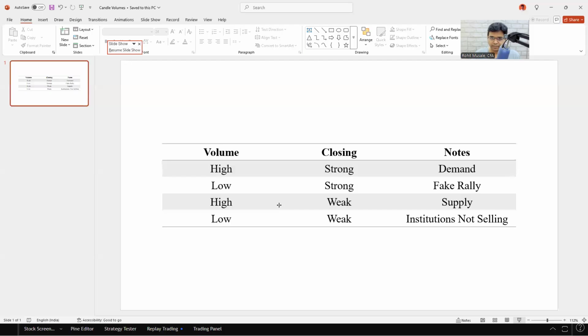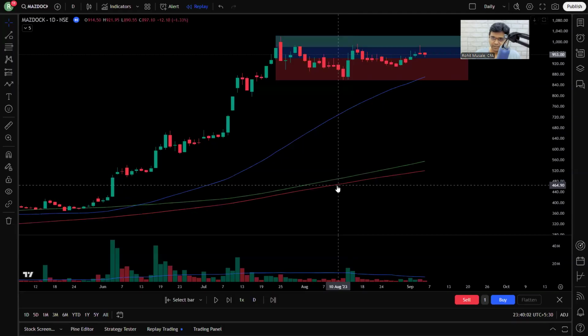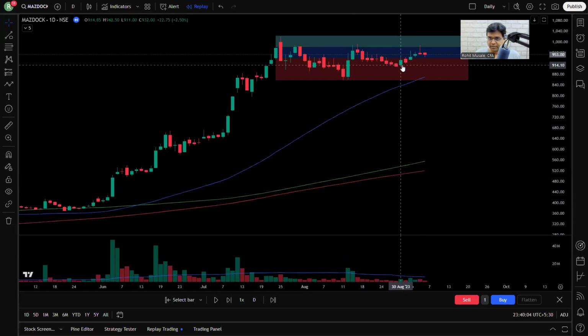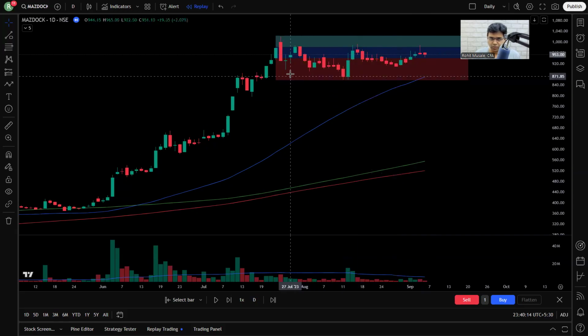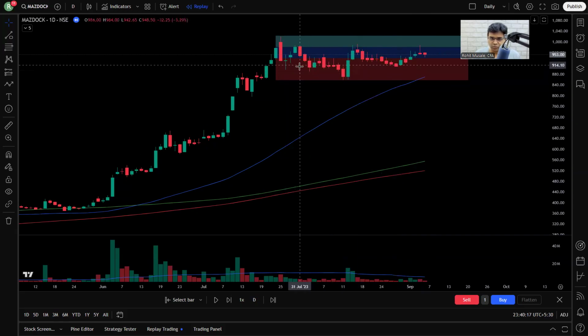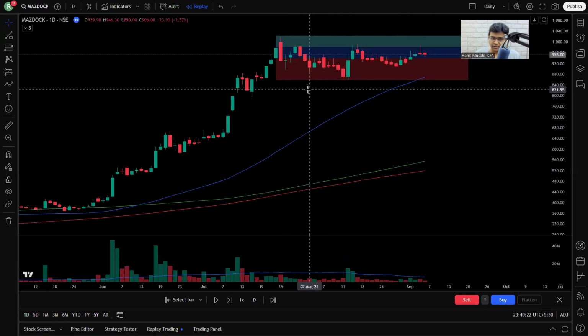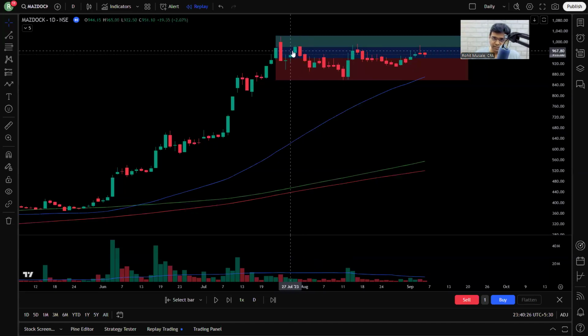Okay. Then low volume, strong closing. So the volume is less, but the price went up. That's a fake rally, right? Let's see if we can find a candle here. Yeah, I think this could be considered as strong closing, slightly above the midpoint. Or yeah, this could be considered as strong closing. Even this, yeah, this is strong closing. Look at this candle, green candle closing near the high of that candle. That means it's a rally.